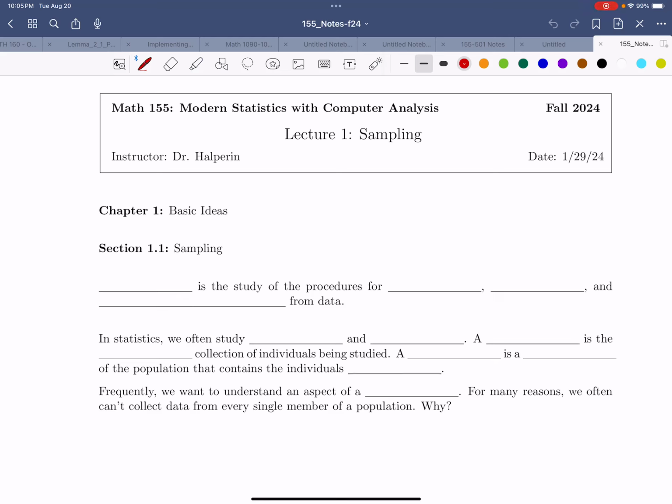This is the first lecture of Math 155. We're going to start with sections 1.1 and 1.2. This is the very basics.